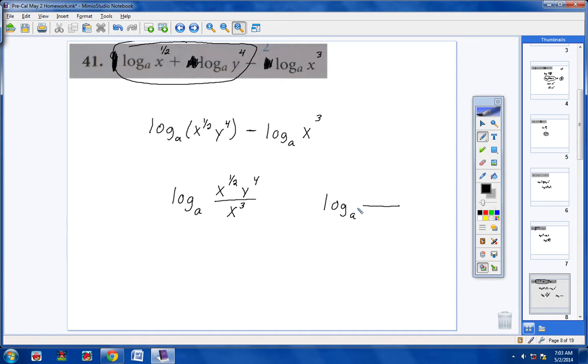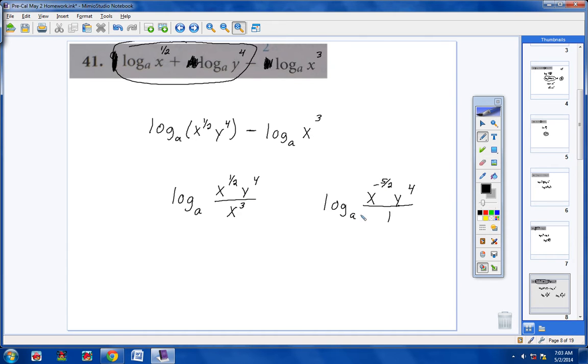Well, almost my final answer. You have two x's here, so you write the x up top, you take 1/2 minus 3, and that would be -2.5, or in other words -5/2, y to the 4th, okay, all over 1. Hopefully you see what I did there. I took my x's, they're like bases, so I subtracted the exponents. 1/2 minus 3 is -2.5, or -5/2.